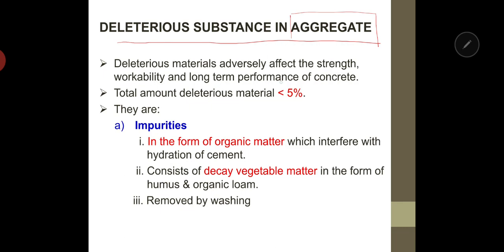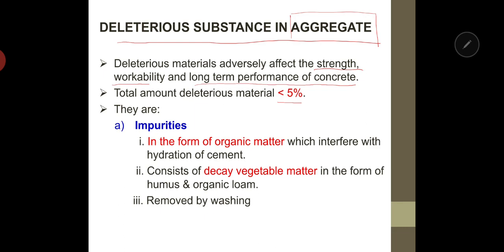Deleterious material adversely affects the strength. Definitely it will affect the strength, workability, and long-term performance of concrete. That is why this is unwanted material. We don't want this deleterious material. And the total amount of deleterious material allowed for a concrete mix is less than about 5%.